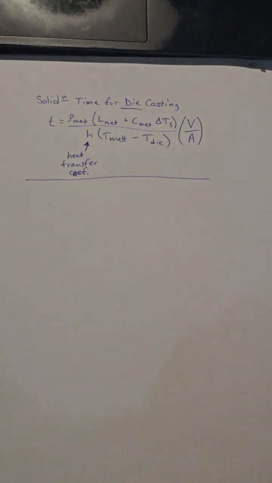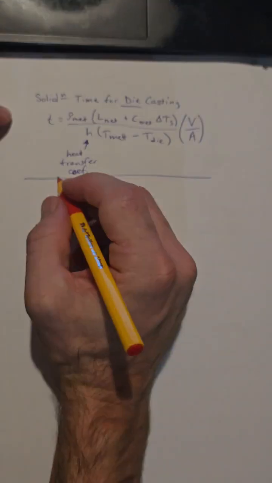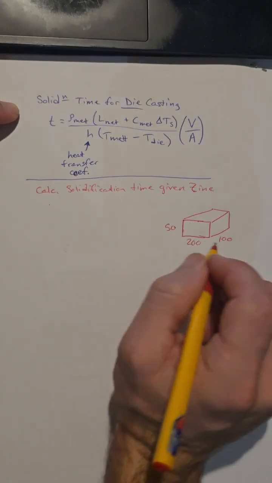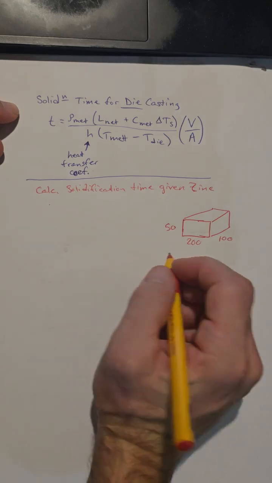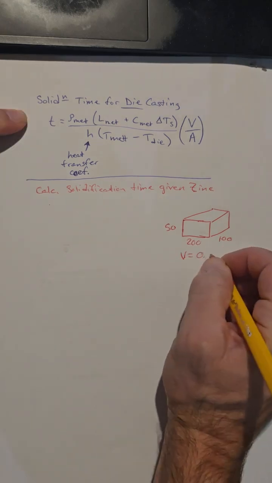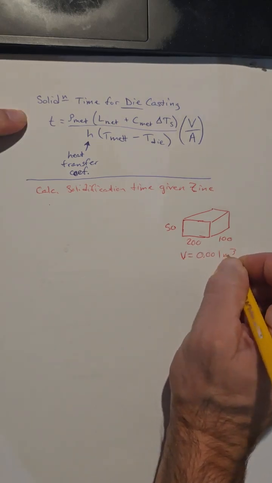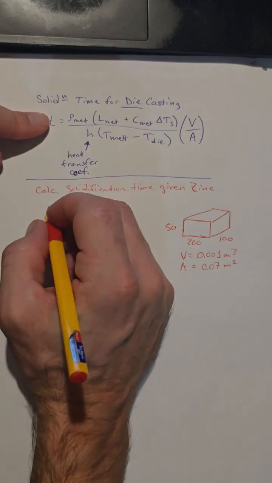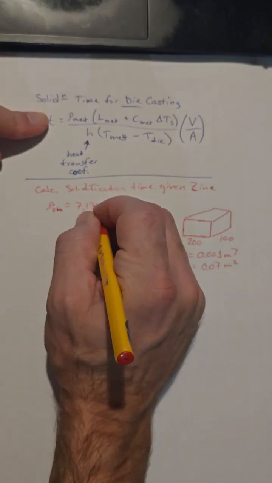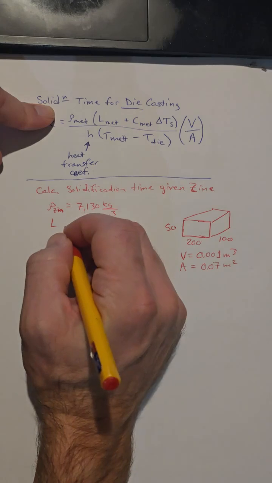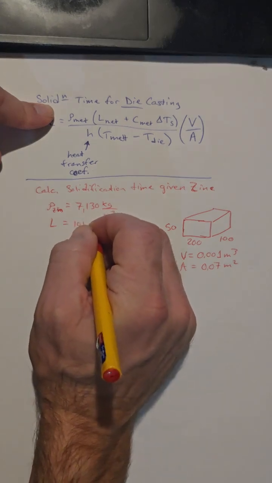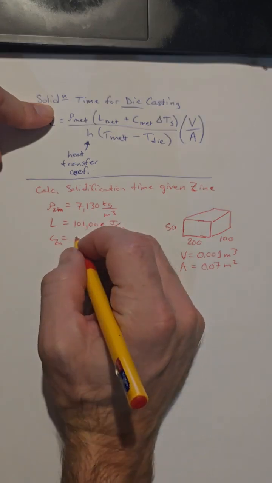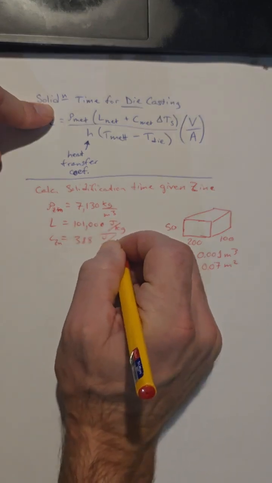So if we do an example problem similar to what we did for sand casting, where we have our casting as a block shape, 50 by 200 by 100. So for this shape, we've already calculated the volume equals 0.001 meters cubed, and the area equals 0.07 meters squared. And then we need the density for the zinc, 7,130 kilograms per meter cubed. Need the latent heat of fusion of the zinc, that's 101,000 joules per kilogram. We need the specific heat capacity of the zinc, that's 388 joules per kilogram Kelvin.